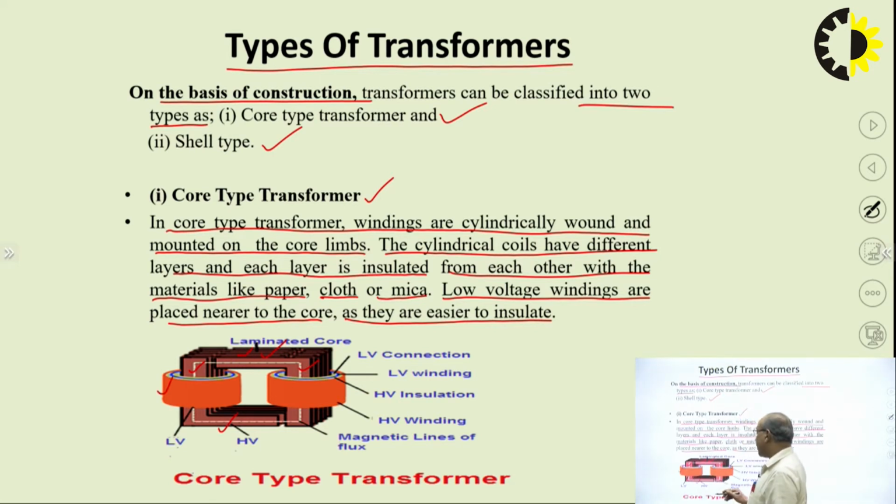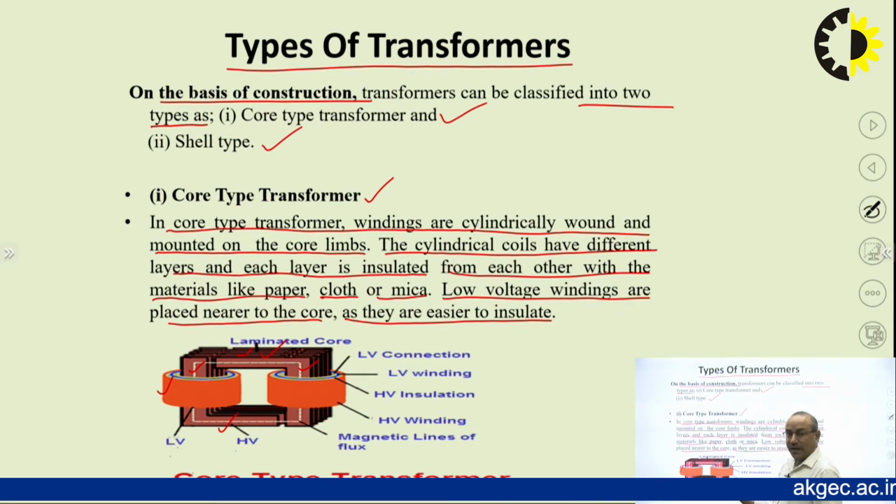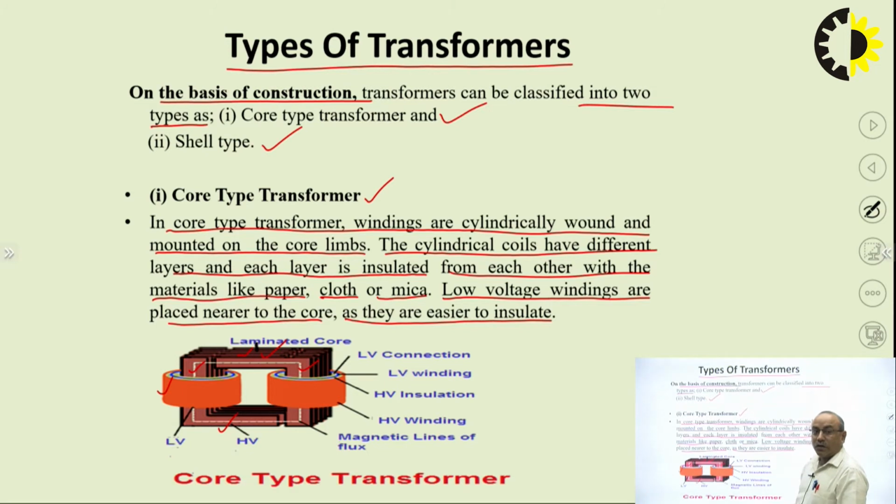Why are we doing so? We do the same on both the limbs: low voltage winding inside, on the core first, and over that the high voltage winding. We do this in order to save insulation, since the low voltage winding requires less insulation from the core. So, for saving insulation, we put the low voltage winding first on the core limb, and over that we put the high voltage winding.